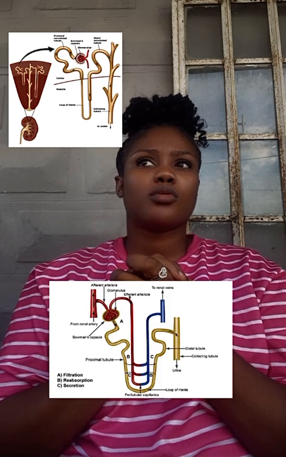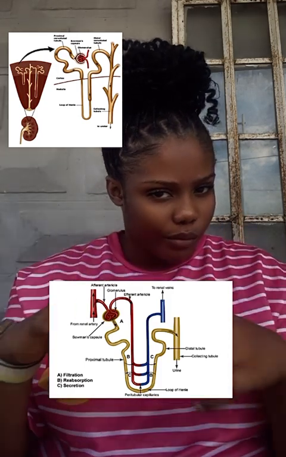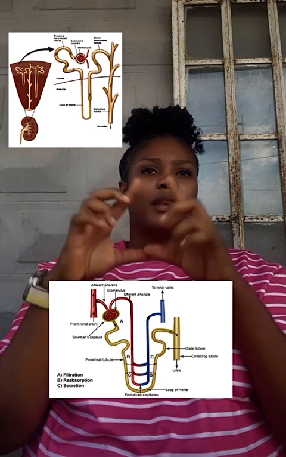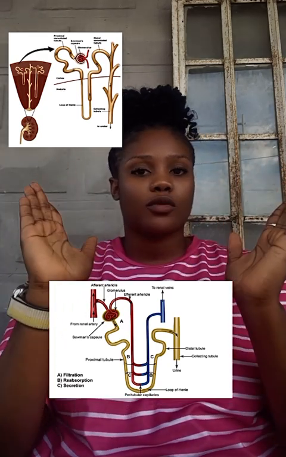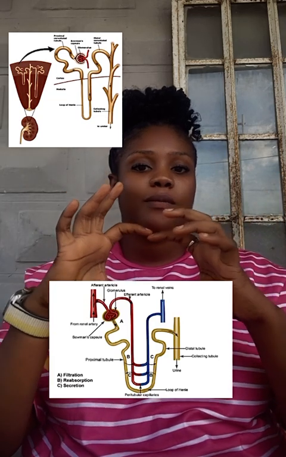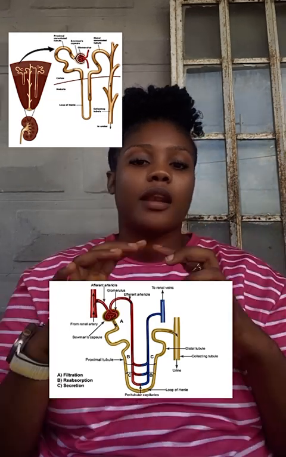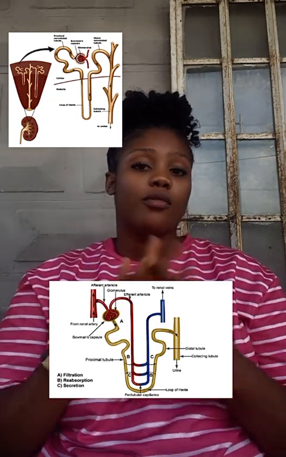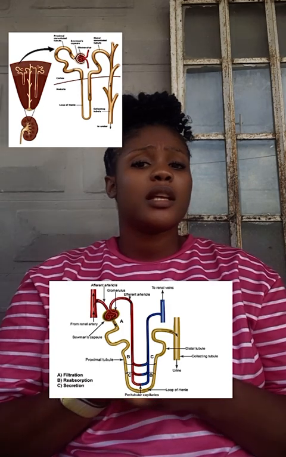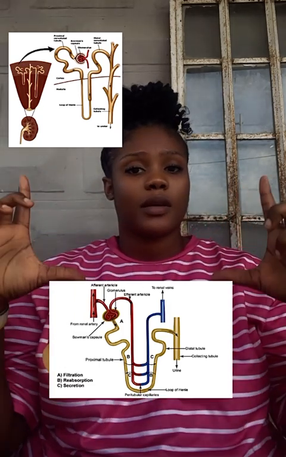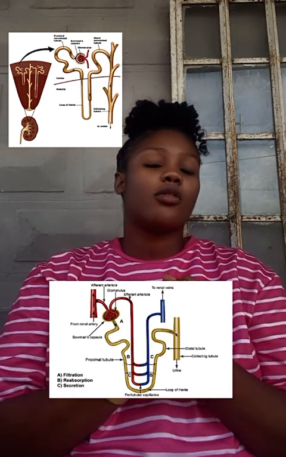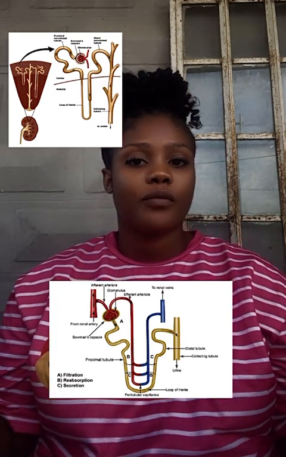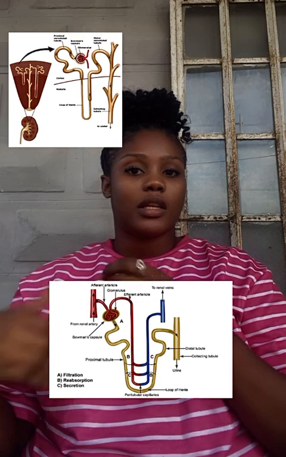Now let's talk about the Bowman capsule. In that glomerular capsule, or Bowman's capsule, there is a space inside, and that space is called the Bowman space. In that space, we have a membrane that covers it, and that membrane that covers the Bowman space is called the filtration barrier. That is where the filtration actually takes place.